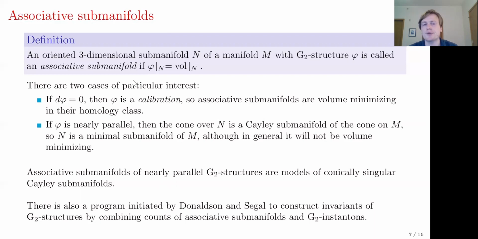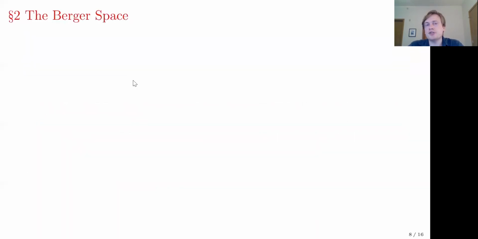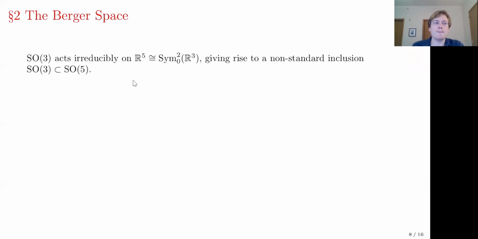And then it's interesting just to note the phenomena that can occur for associative submanifolds in general G2 structures. Okay, so that's lingering in the background as motivation as well for our study. So that completes our background on G2 and associative submanifolds, etc. So now let's talk about the Berger space itself. I did mention it a little bit before, but now I'll say exactly what it is.